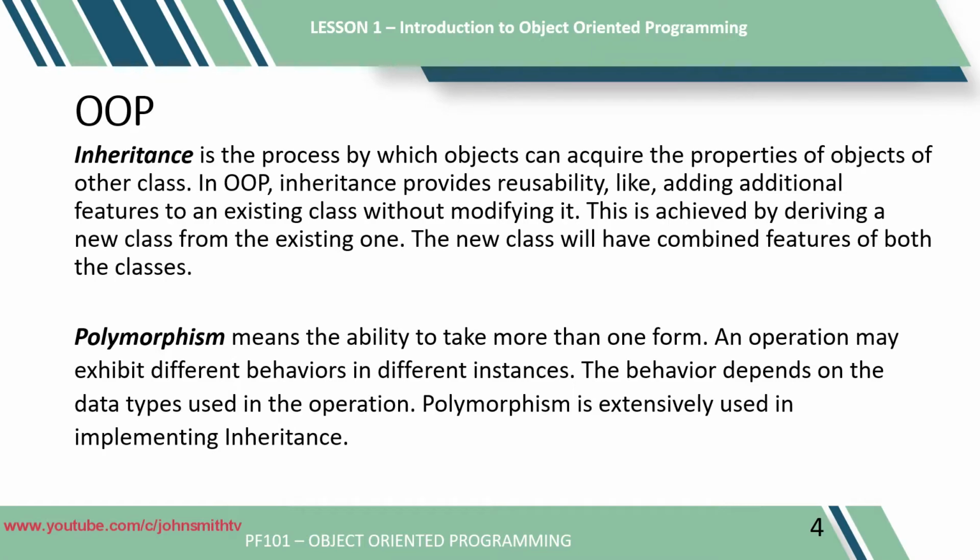Polymorphism. Polymorphism means the ability to take more than one form. An operation may exhibit different behaviors in different instances. The behavior depends on the data types used in the operation. Polymorphism is extensively used in implementing inheritance.